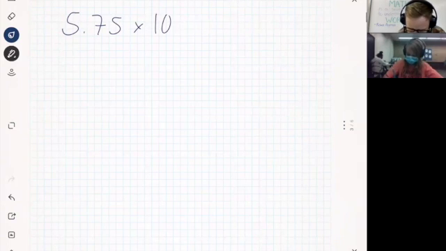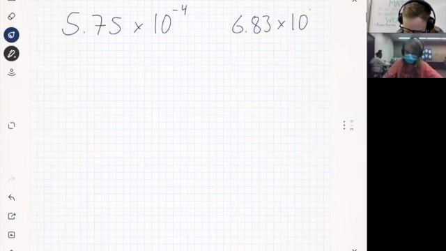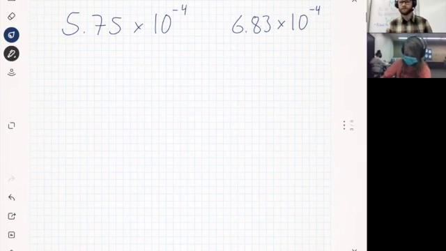Like, what do we think about this here? What if we have 5.75 times 10 to the negative 4th, and then we're comparing that to 6.83 times 10 to the negative 4th. How do we compare those? Which one would be bigger? Will it be the one on the left? It will be the one on the right.